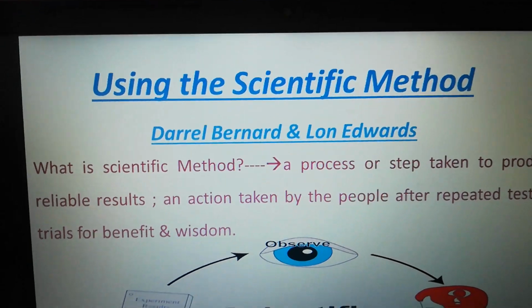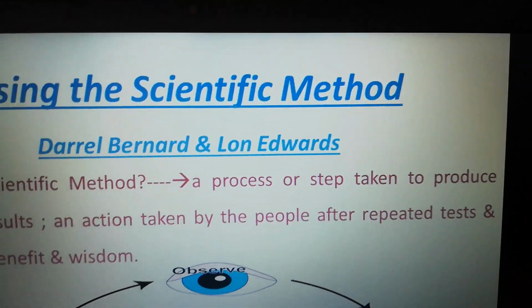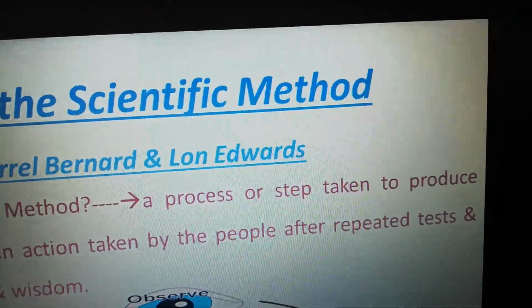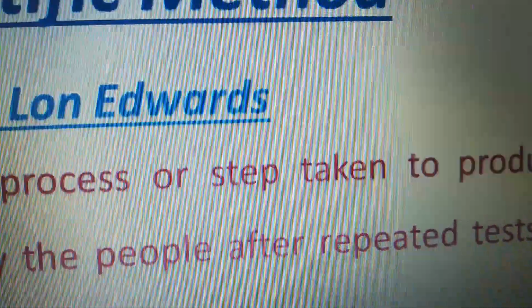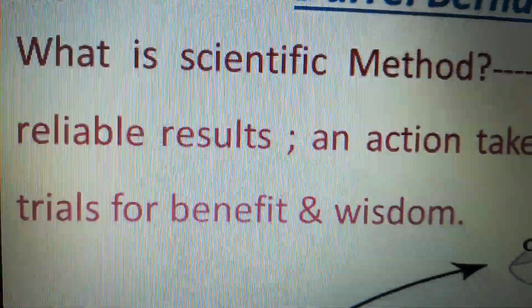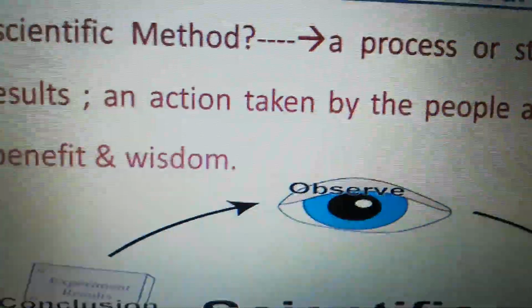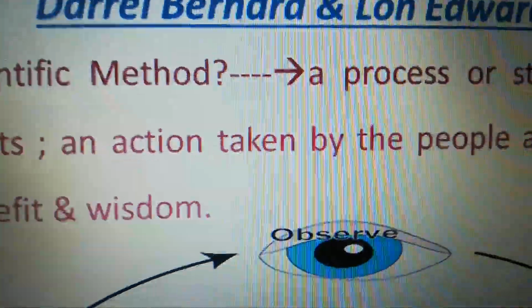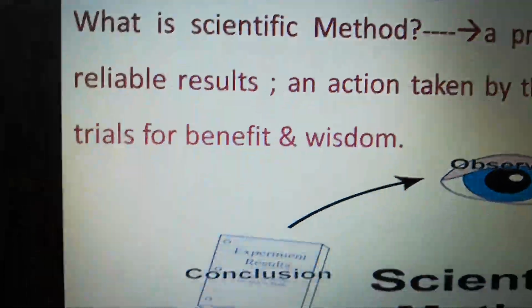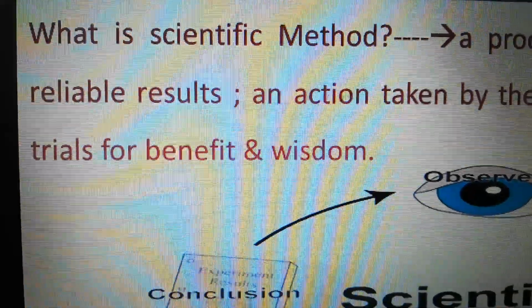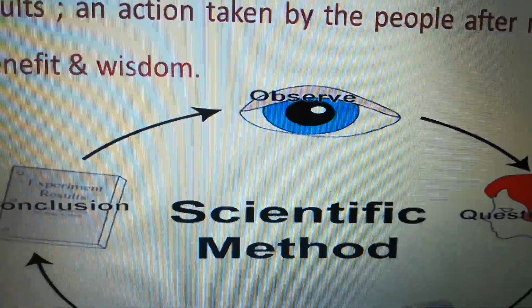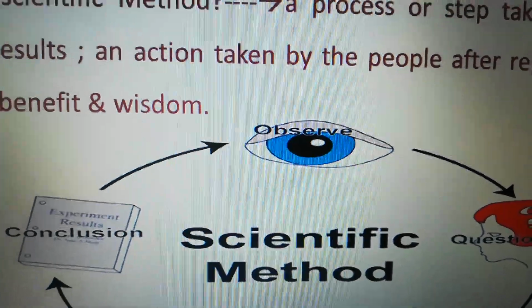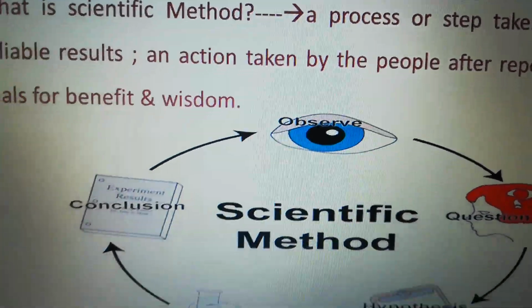What is the scientific method? A process or steps taken to produce clear and reliable results. Then we can also say a scientific method is an action taken by people after repeated tests and trials, for benefit and wisdom. We have a figure, a diagram, only to elaborate and demonstrate it.